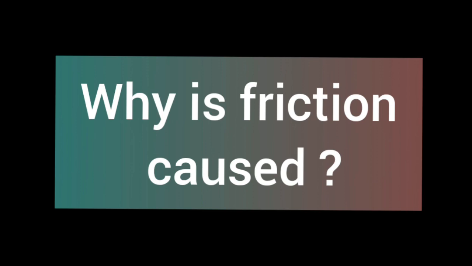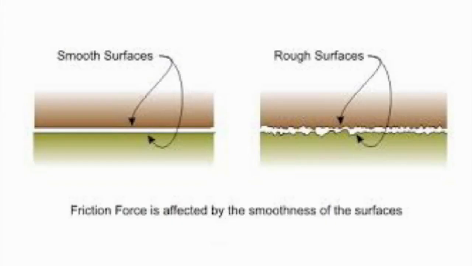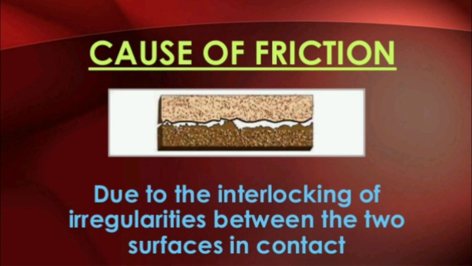Why is friction caused? It is caused due to the irregularities on the two surfaces in contact. What do you mean by irregularities? Now, even though the table looks smooth, the surface has a large number of irregularities. Even the surface of the object has irregularities. Irregularities on the two surfaces lock into one another. So, whenever we need to move an object, we have to overcome the irregularities.